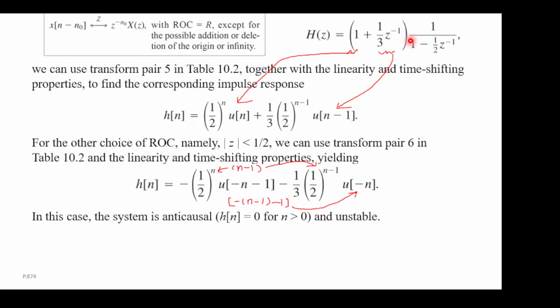So this 1 over 3 term, we use the time shifting property. If you don't have this z minus 1 here, then you also get 1 over 2 to the n times u of n. And by this example, if you want to get z minus 1, you just take x of n minus 1. So you get h of n minus 1 here: 1 over 2 to the n minus 1 times u of n minus 1. Okay, so we do this a little smarter way. And so that's h of n.